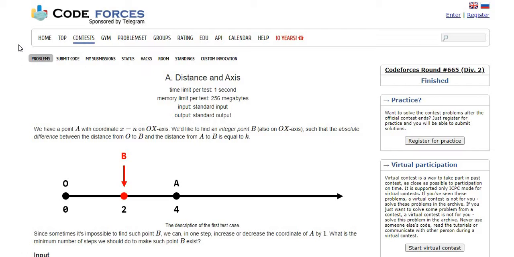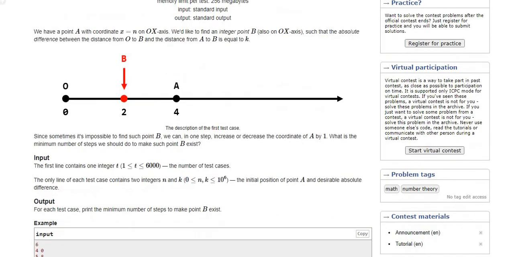Also we have to return the output, that is, by how many times we have to increment or decrement the value of A by 1 to get the absolute difference between B and coordinate 0, and between A and B, equal to K. So what we have to do over here is find the absolute difference between the distance O to B. Basically, O is always at the 0th location.